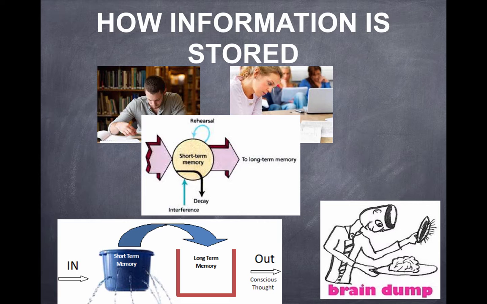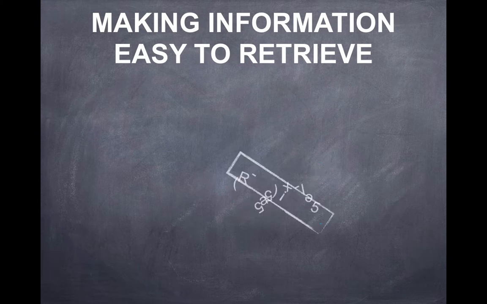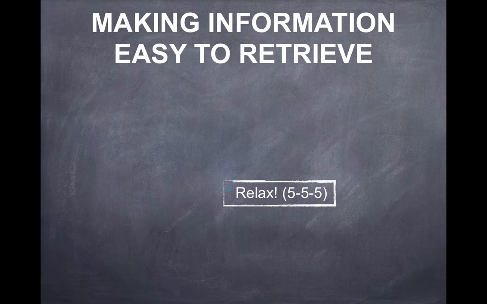So, making information easier to retrieve. Some of these I've used before, but relaxing and using 5-5-5 is a strategy that I've encouraged people to try from time to time. It's about getting yourself in a more relaxed state, whether it is in putting the information in or pulling the information out. 5-5-5 is a breathing technique. What you would do is inhale slowly to the count of 5, hold your breath for a count of 5, and then exhale to the count of 5, and repeat that 5 times.